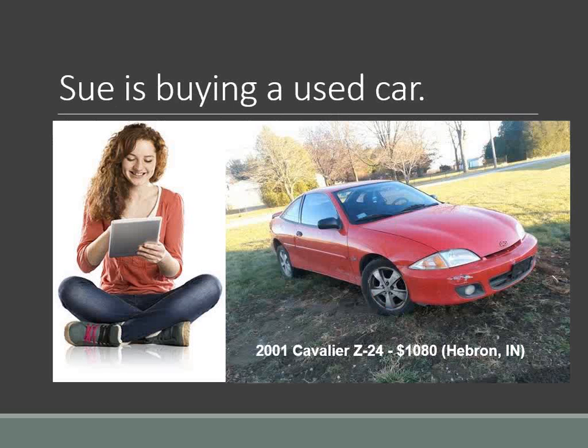So here we have Sue, a newly licensed driver. She's going to go out and get a car because she needs to get to work and stuff. She gets out onto Craigslist and found a 2001 Chevy Cavalier for $1,080. If you're willing to drive to Indiana, that is actually on sale, well, as of yesterday when I built this slide. So if you want to go buy a car, you can drive down to Indiana and buy that car.